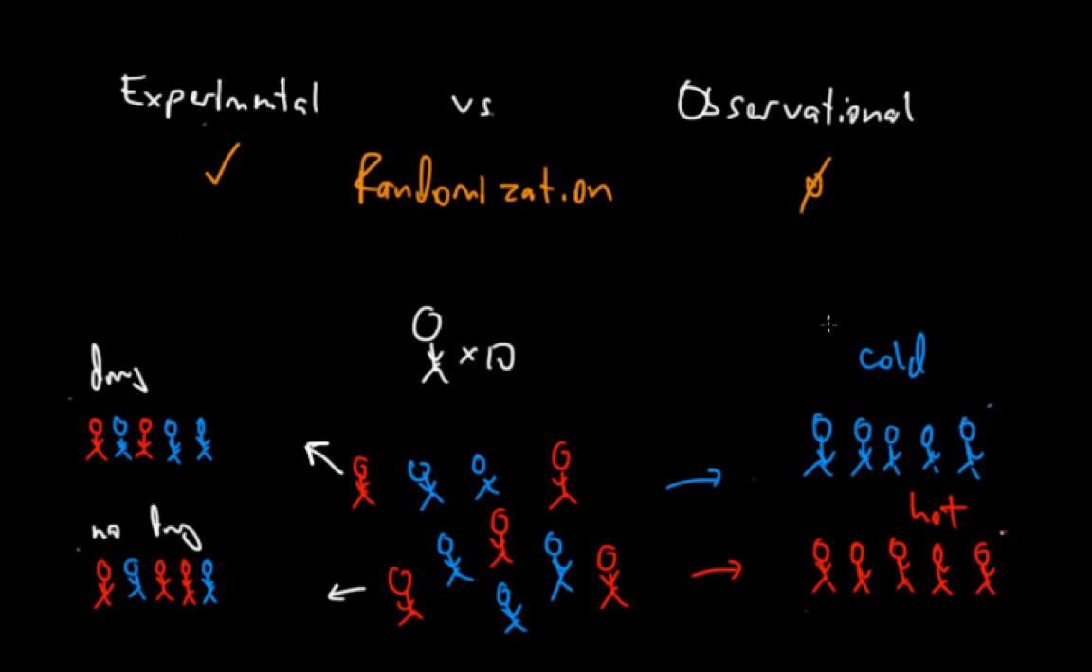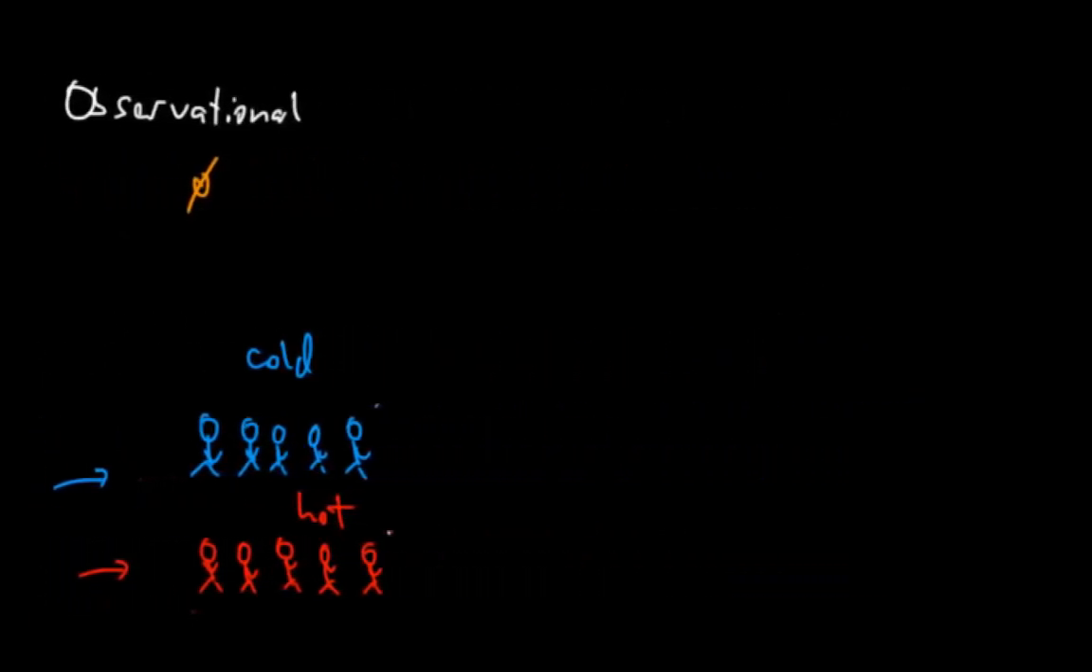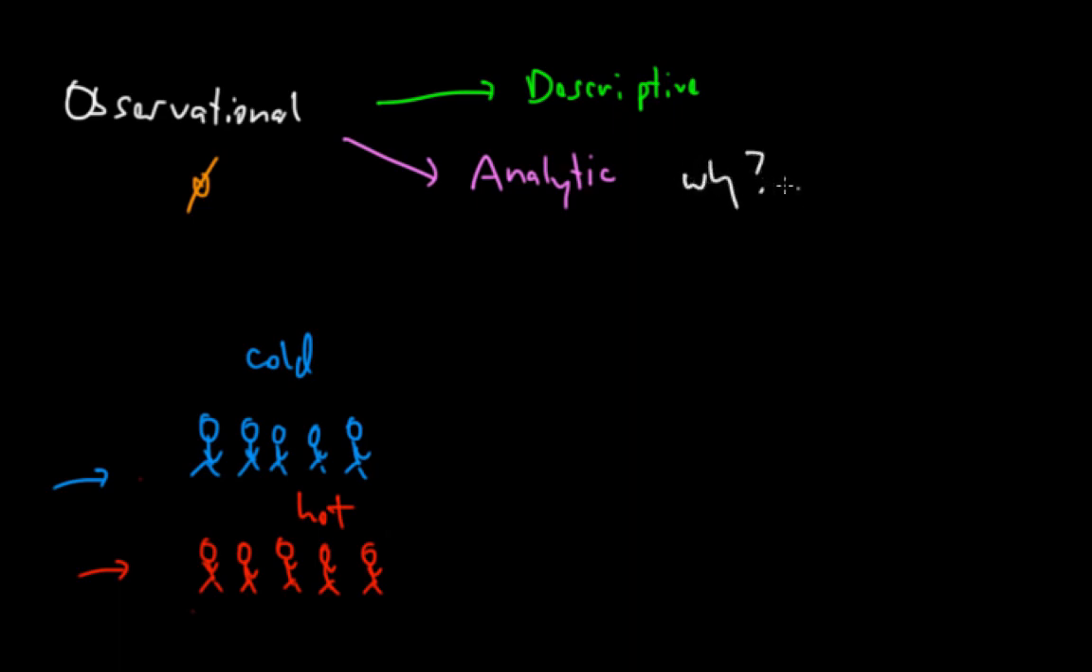So this parameter of randomization is what determines the difference between an experimental study, which has randomization, and an observational study, which does not. Now, we can further break down observational studies into two different groups: descriptive studies, which are right here in green, and analytic studies, which are right here in purple. So what's the difference between a descriptive and an analytic study? Well, it really looks at what type of questions they answer. So an analytic study, for example, is going to answer the question, why?